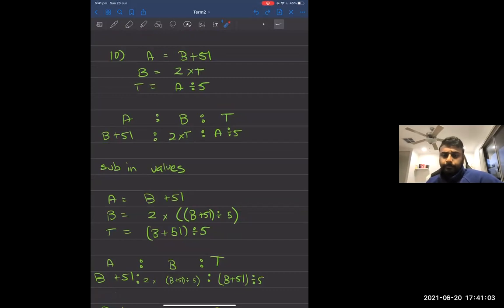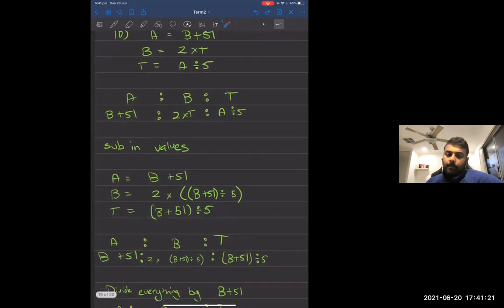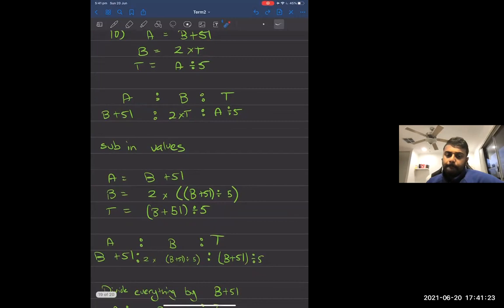And then B is 2 times T, and T is B plus 51 divided by 5. So B is 2 times B plus 51 divided by 5. Does everyone understand that? Isn't it B plus 51 over 5? Yeah, over 5 and divided by 5, same thing, right? So 1 over 2 is the same as 1 divided by 2.